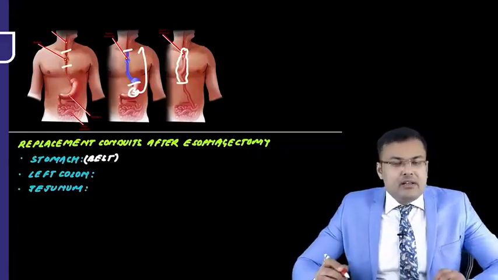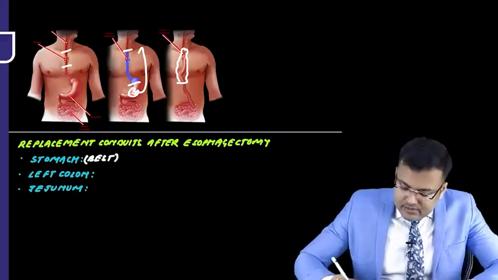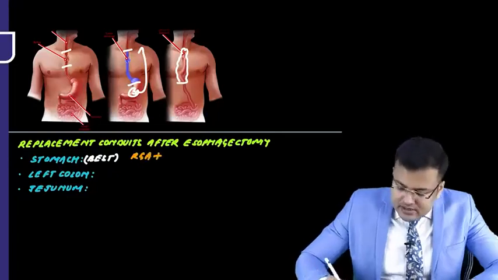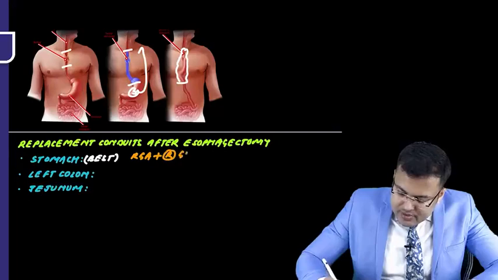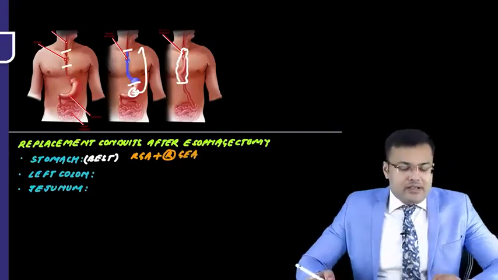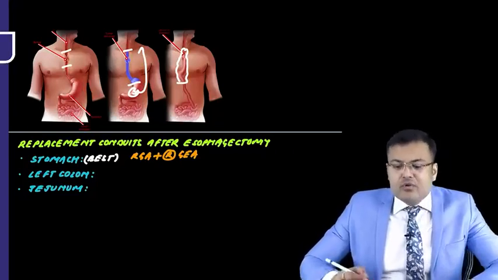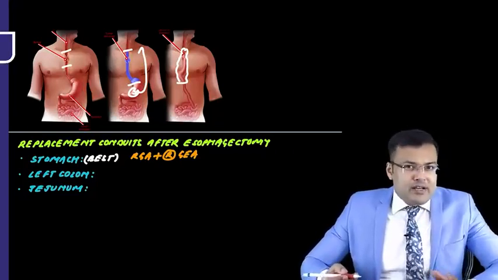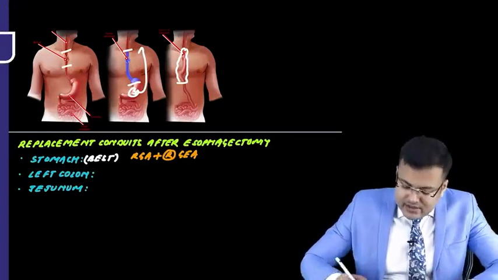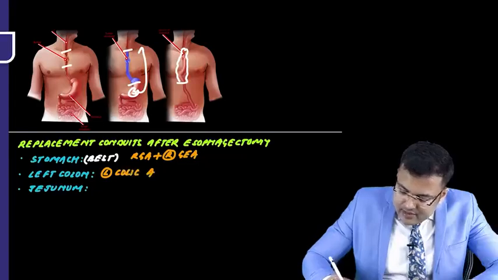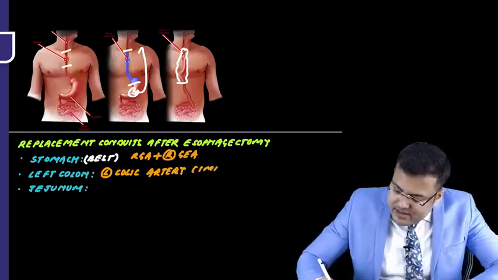Then questions are asked about which artery these are based on. The stomach is based on the right gastric and right gastroepiploic artery. The left colon is based on the left colic artery, and you know that the left colic artery is a branch of the inferior mesenteric artery.